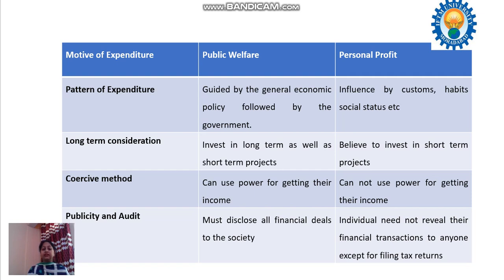Next is coercive method. In case of public finance, the government can use coercive method for getting their income back by penalizing. But in case of private finance, an individual person cannot use coercive method for getting their income back. Last is publicity and audit. In case of public finance, the government must disclose all the financial deals to the society. But in case of private finance, an individual need not reveal their financial transactions to anyone except for filing tax returns. I hope the things are now clear to you.